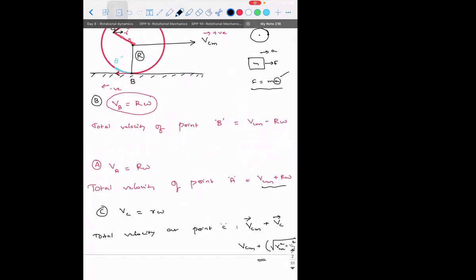Clear? Anyways, we will not be using this concept much. If at all a problem comes, this will be one of the hidden concepts in it. That's why I explained it, because they can frame the problem in any way. Are you guys able to visualize it? Is there any doubt?